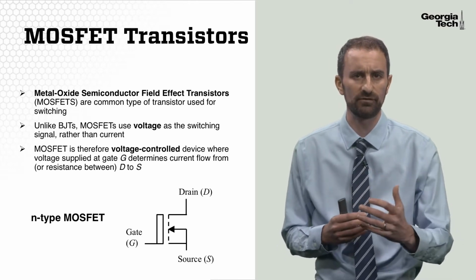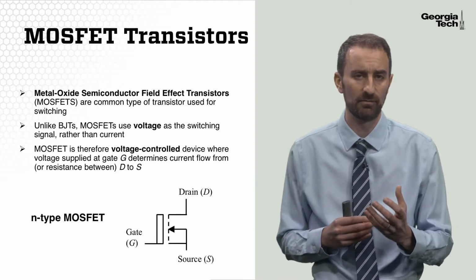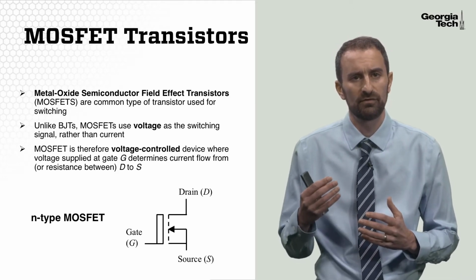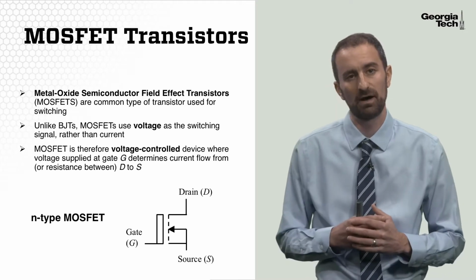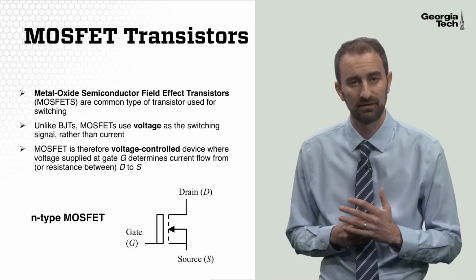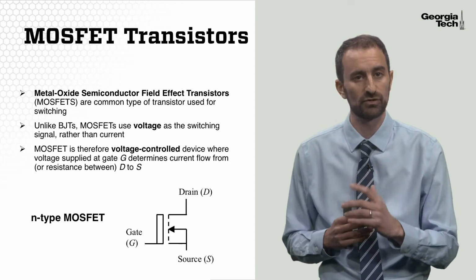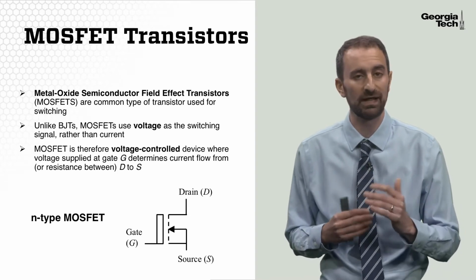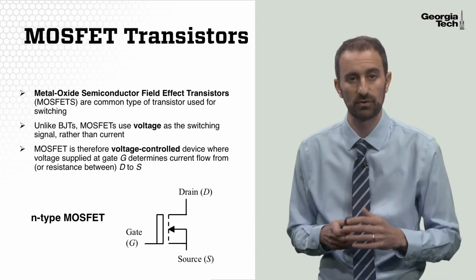So a MOSFET transistor is a voltage control device where the voltage supplied at the gate of a MOSFET determines whether current flows between the drain and the source. So here's a diagram of an N-type MOSFET. This N-type MOSFET has a drain and a source, and usually the current for your load will flow from your drain to your source. Now the gate of this MOSFET, that's where you would interface your logic level device to control the resistance from the drain to the source.